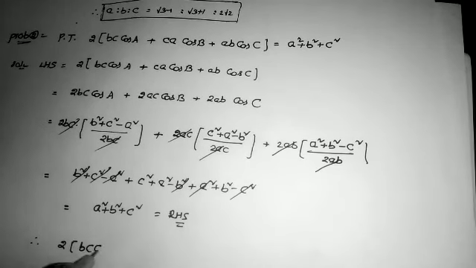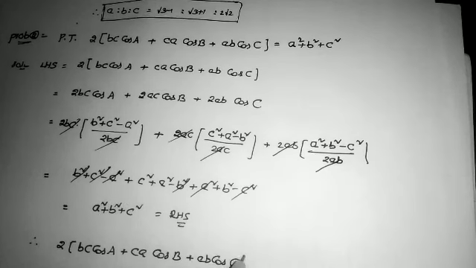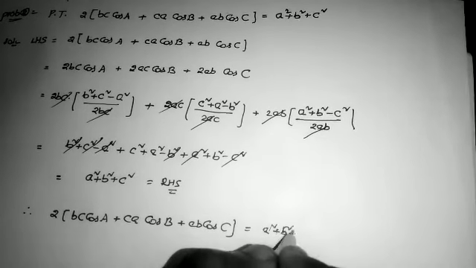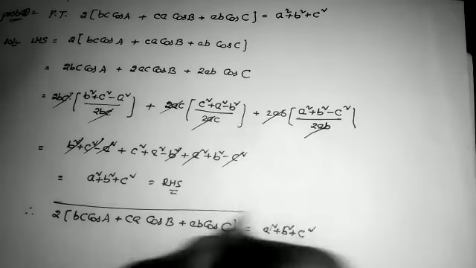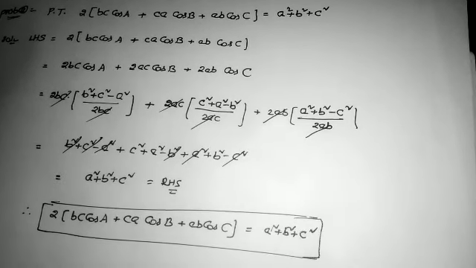Therefore, the answer of 2 into (BC cos A plus CA cos B plus AB cos C) is equal to a square plus b square plus c square. That's all. This is the answer. Very easy question here, but to solve the question, first of all we have to know the formulas. When you know the formula, then it will be very easy to get the required answer.